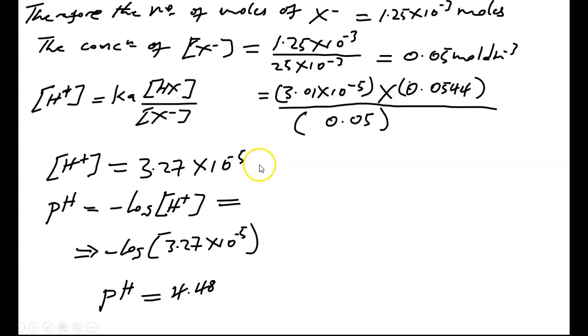Sorry, I didn't put the unit here. And so if you take the negative log of this, we should get the pH to be 4.48 to 2 decimal places. And that is the end of the video.